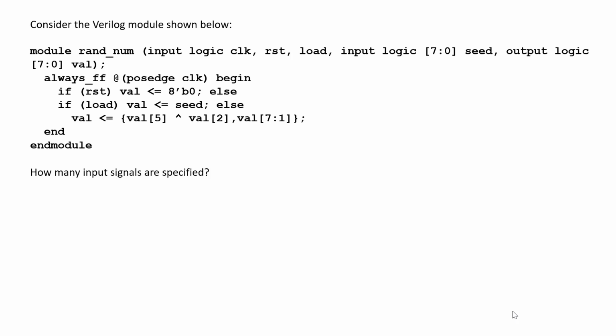There were 5 questions. The first one says, consider the Verilog module shown below. It should say SystemVerilog module, but basically it's a module with an always block in it. The question asks how many input signals are specified, so all you have to look at there is the module line, and we've got 1, 2, 3, 4, right? So that one should be pretty easy.